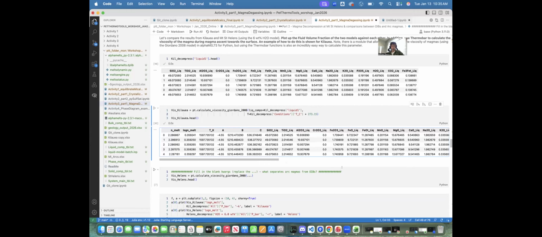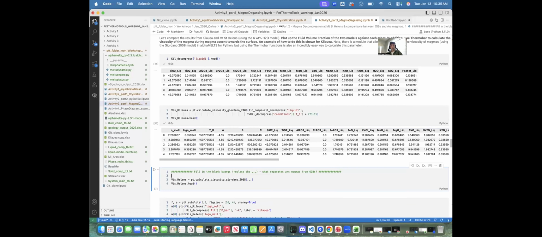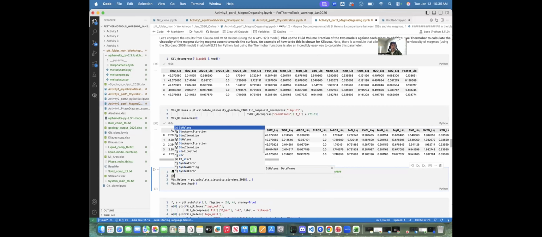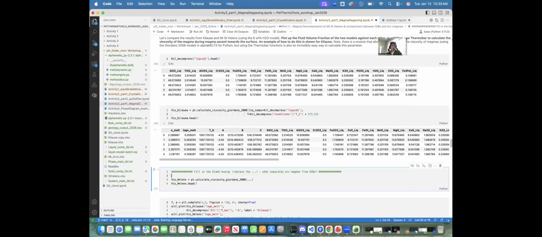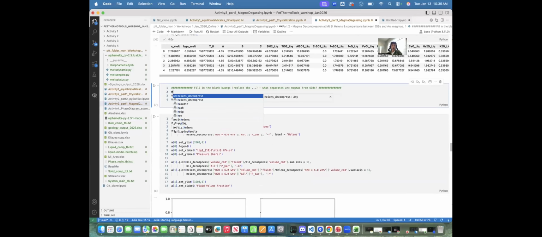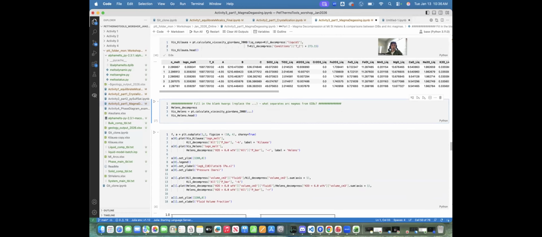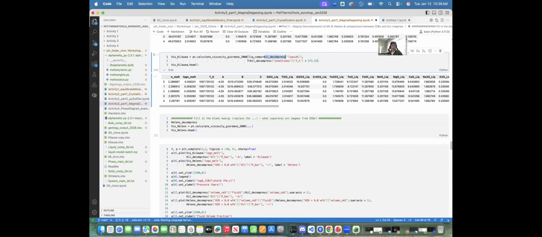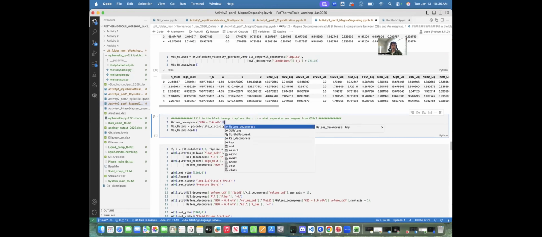So what I want people to do now is to have a go at doing the same for Mount St. Helens. Remember that for Kilauea, we only ran one calculation, so we can go straight from decompress to liquid. For Helens, we ran multiple calculations, so you first have to specify the composition you want before you can then specify, I want the liquid.